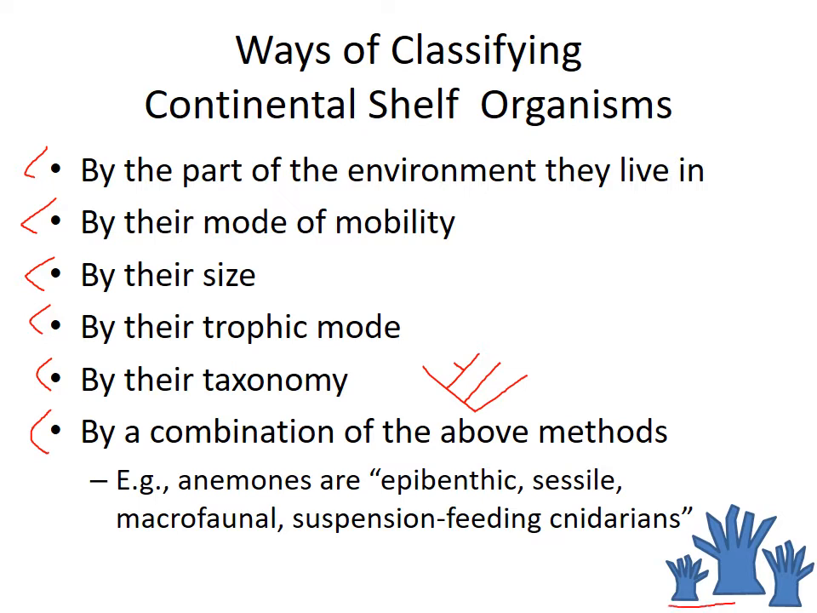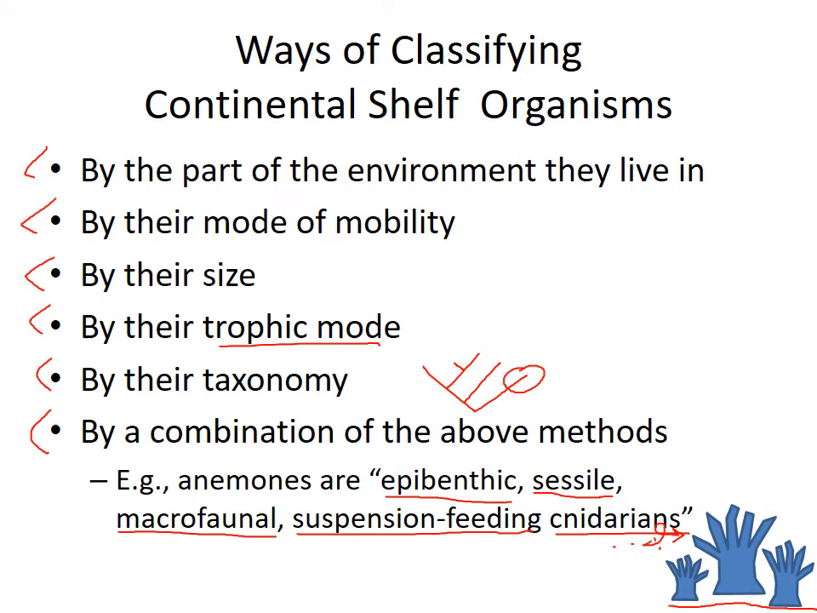So these here, they look kind of like dishwashing gloves, but they're supposed to be sea anemones. And sea anemones are epibenthic, which means that they live on the surface of the bottom, sessile, which means that they don't move, macrofaunal, which means that they're pretty big, you can see them with your naked eye, suspension feeding, which refers to their trophic mode, the way they get food particles from the water that drift into their tentacles. Cnidarians, and cnidarians refers to where they are on the evolutionary tree.